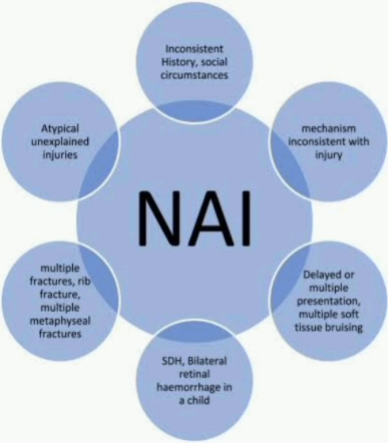Then SDH, bilateral retinal hemorrhage in a child. So eye bleeding, eye hemorrhage. Multiple fractures, rib fracture, multiple metaphyseal fractures. Atypical unexplained injury. So the injury, how it happened, why it happened, that is the atypical history they are giving.